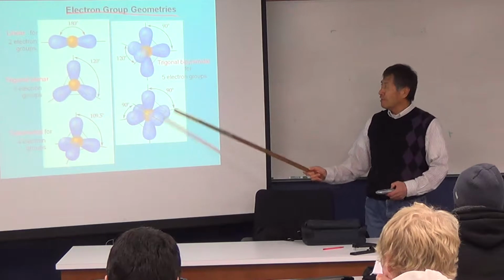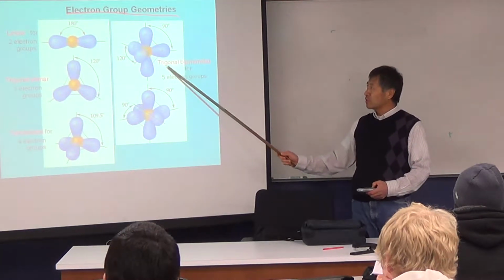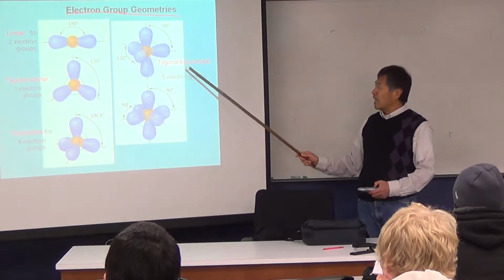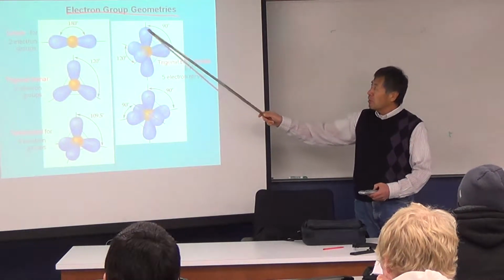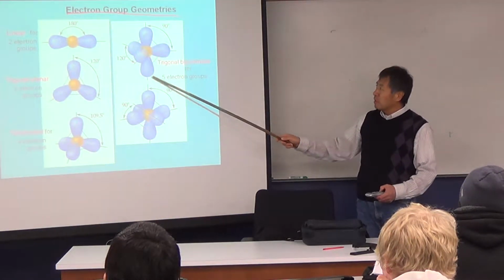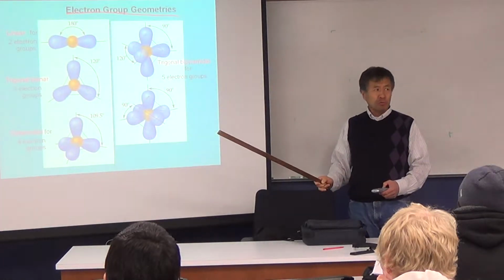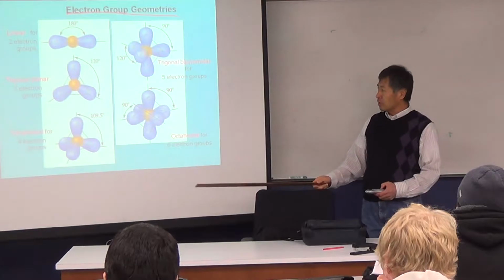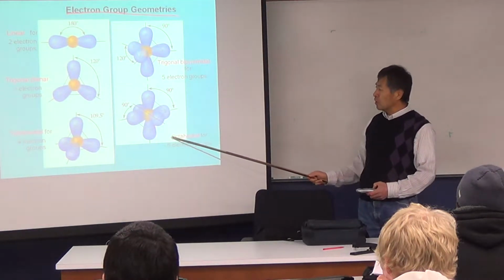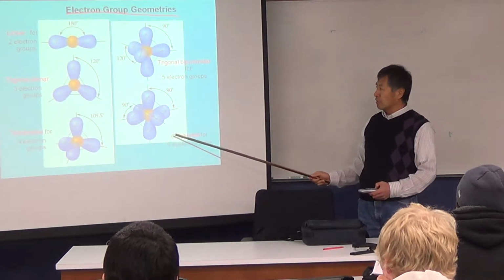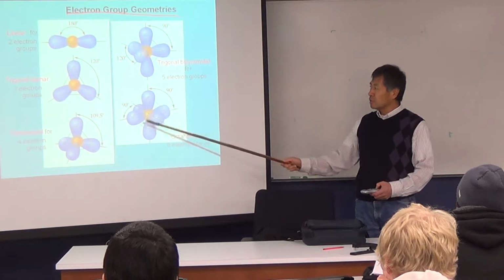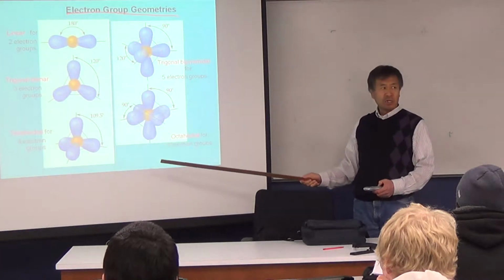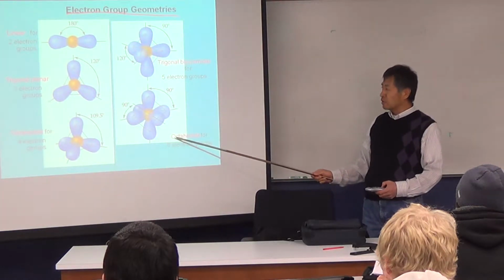And this is 5 electron groups. It's called trigonal bipyramidal, which means a pyramid on the top and a pyramid at the bottom, so you have 2 pyramids. And this is the octahedral. Octa probably confuses you. Octa means 8, but this electron geometry has 6 electron groups. You have 6 corners. So that's a confusing name.